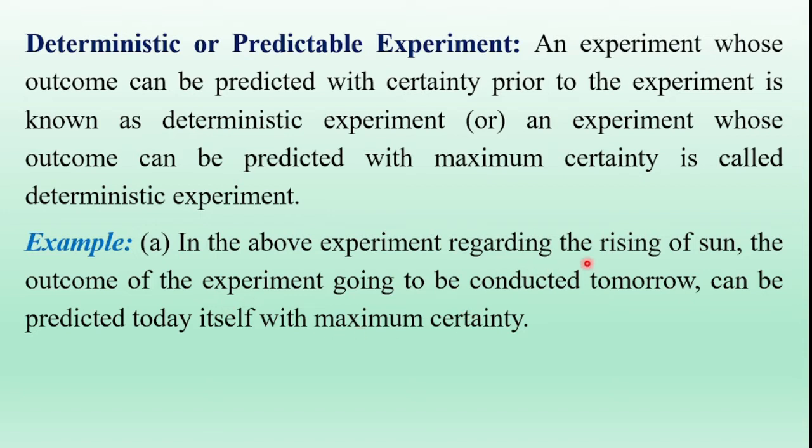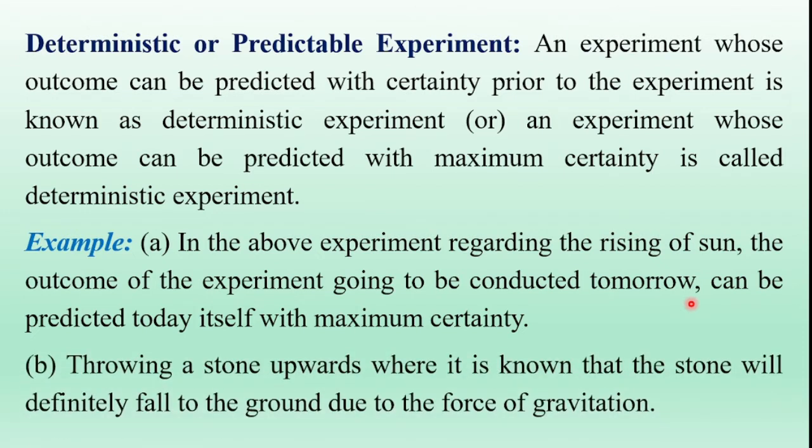In this experiment, the outcome of the experiment going to be conducted tomorrow can be predicted today itself with maximum certainty. So this is a very good example of a deterministic experiment. And one more example: throwing a stone upwards, where it is known that the stone will definitely fall to the ground due to the force of gravitation. So these are examples of deterministic experiments.